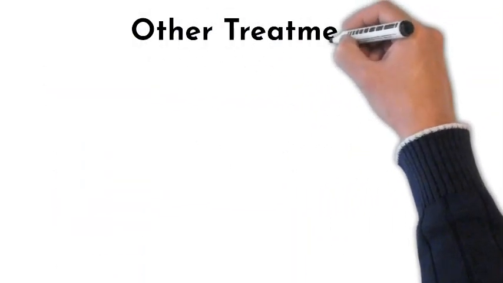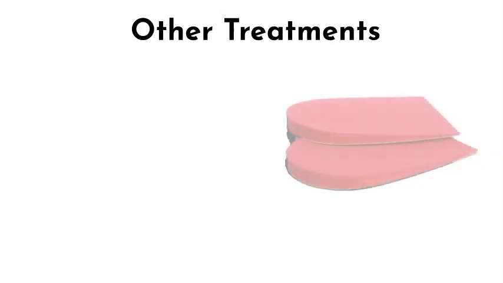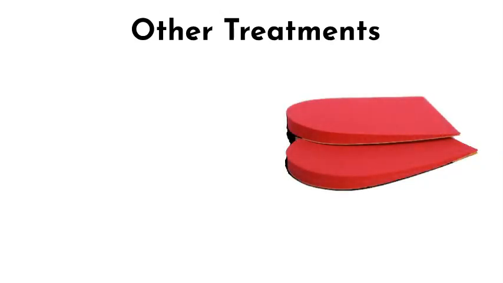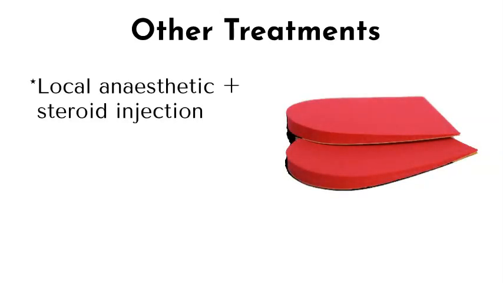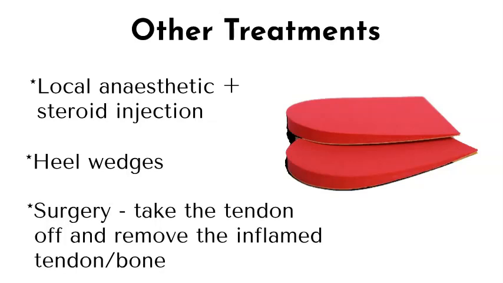Now, other treatments that can be tried for these conditions are things like heel wedges, where you actually raise the heel up, take a bit of tension off the Achilles. The other thing is a local anaesthetic and steroid injection adjacent to the tendon, not within it. And then the third thing is surgery, where you take the tendon off and remove the inflamed tendinal bone, and that's for the insertional Achilles tendonitis.